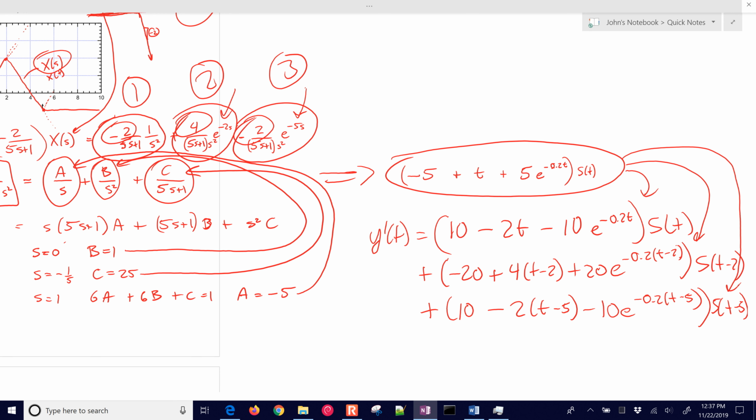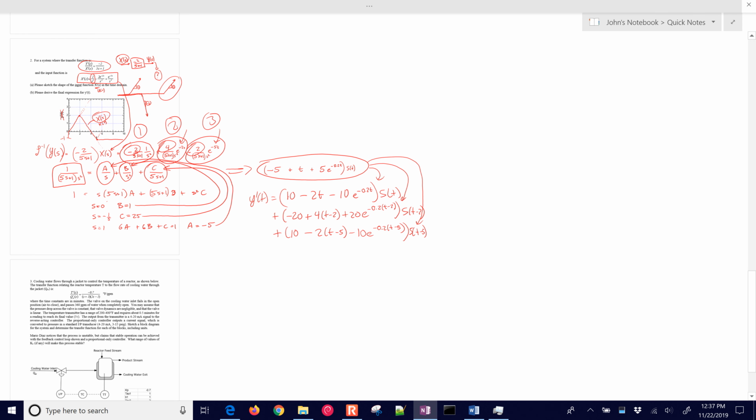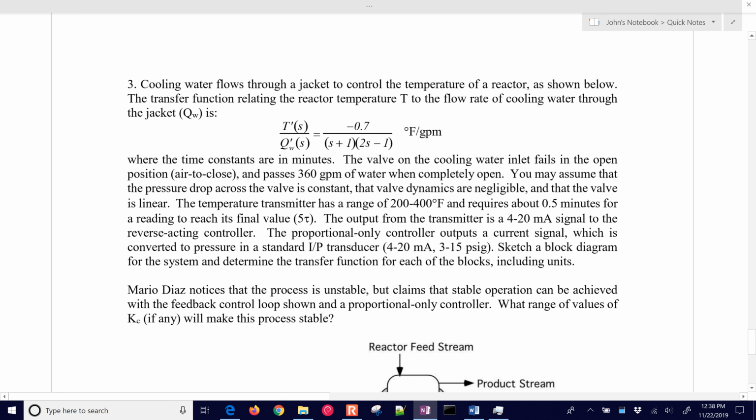Okay, so that's it for this one. The final one, again, I mentioned there's a separate video for that. I just wanted to redo this one. I know we had done it before for a homework problem, but it's a fairly comprehensive review of actuators, sensors, control loops, stability analysis, and so it encapsulates a lot of things all in one problem.